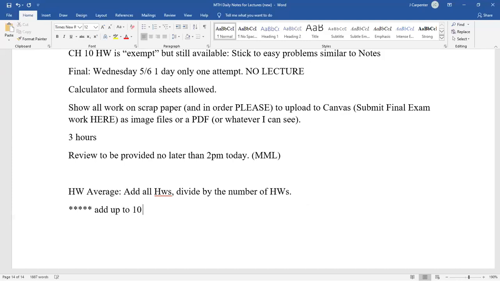Add up to 10 points to any homework under a 90%. Now remember, I am not going to give you 105 on any homework assignment. I'm not going to give you 110 on any homework assignment. So if every single one of your homeworks is 100, then your homework average is 100. But if you have a homework that's a 95, change it to 100 on your paper. If you have a homework that's an 87, change it to a 97 on your paper. So every single homework gets 10 points added to it unless it makes it go over a 100.